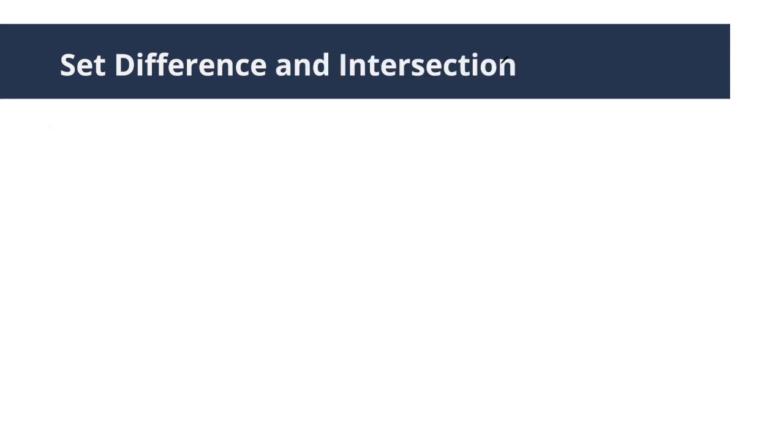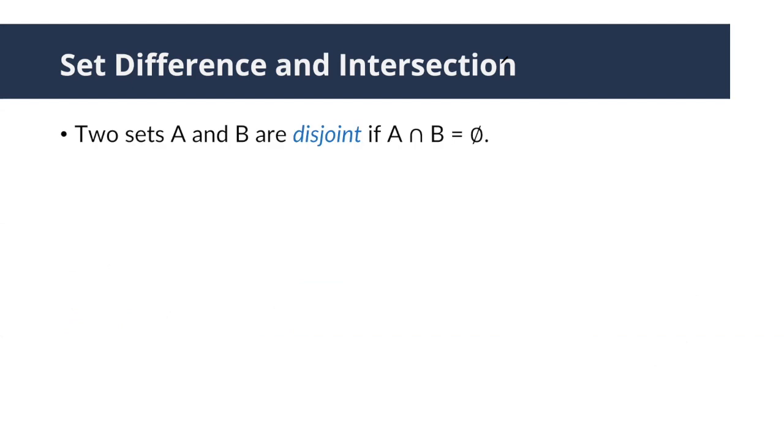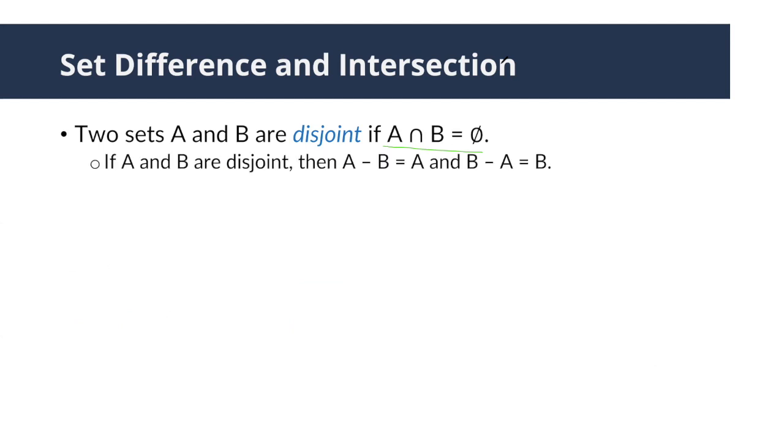Now let's see some very interesting relationships between set difference and intersection. First, let me introduce another concept. We say two sets A and B are disjoint if A intersect B is empty. In other words, A and B do not share any common elements. Based on the definition, if A and B are disjoint, then A set minus B is equal to A.